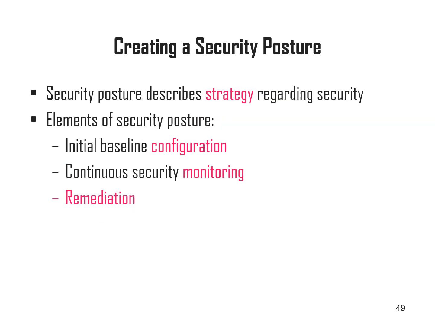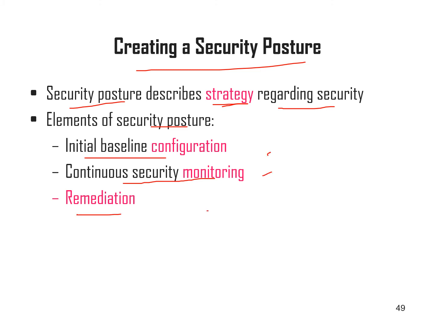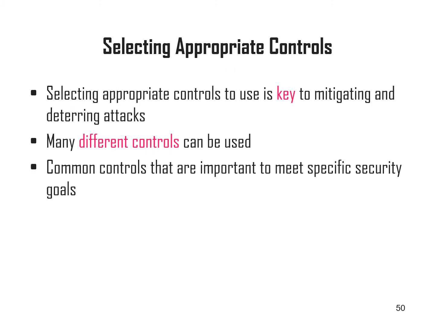We will see them one by one, starting with creating a security posture. Security posture describes the strategy regarding security. What strategy am I going to follow in my institution regarding security after the vulnerability assessment? Elements of security procedures: initial baseline configuration, continuous security monitoring, and remediation. Again, we will see them one by one. What do I mean by initial baseline?